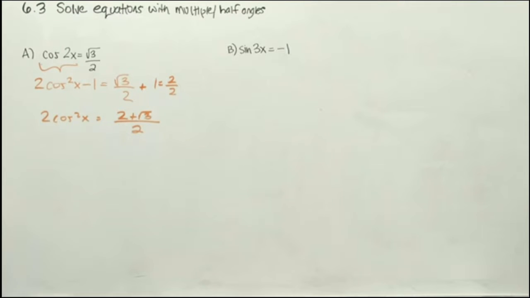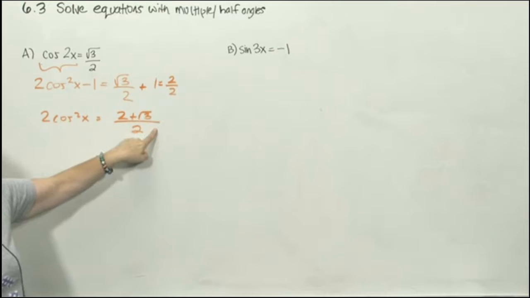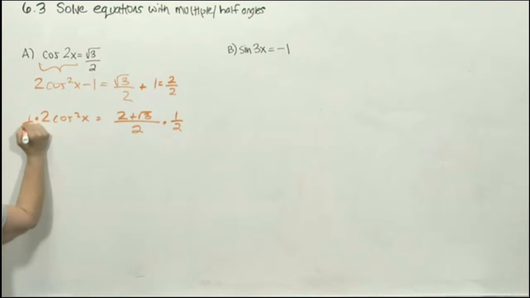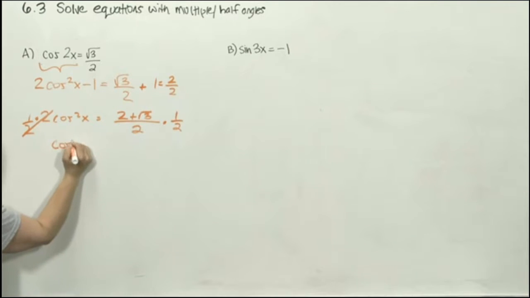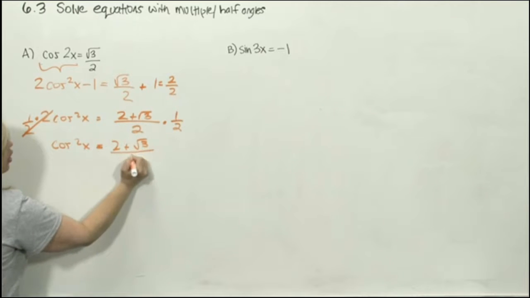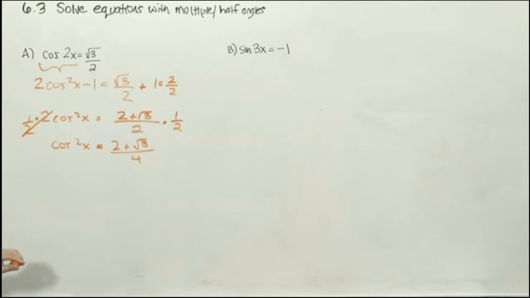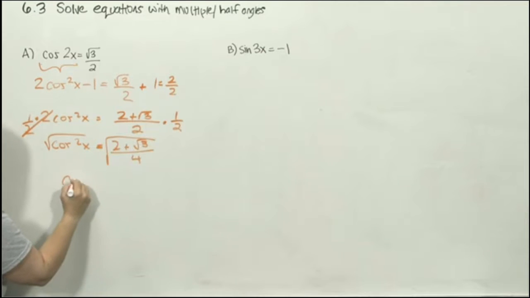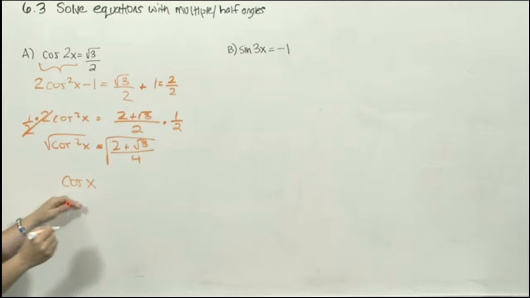That's not bad. But then I'd have to get rid of this 2 by dividing. And to divide a fraction by 2 is really multiplying by the reciprocal 1/2. All right, let's do that. Get rid of that 2. And that'll give me 2 plus square root of 3 over 4. Not bad. But we're still not done. That's not cosine x. That's cosine squared x. So you'd have to get rid of the square by square rooting. So there's the cosine x isolated.